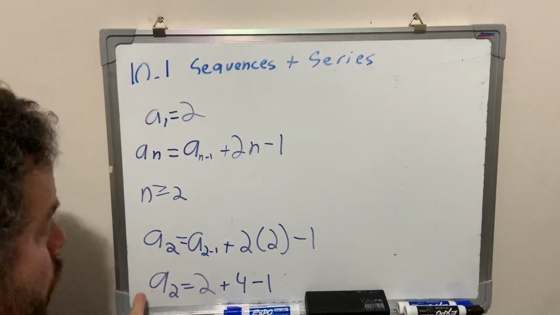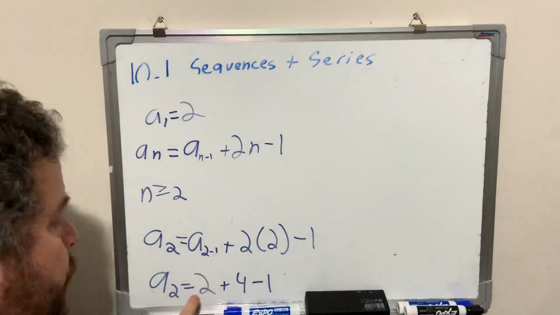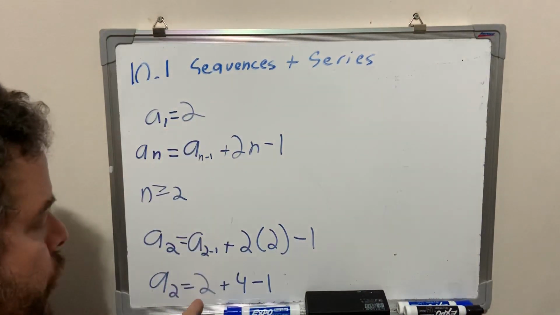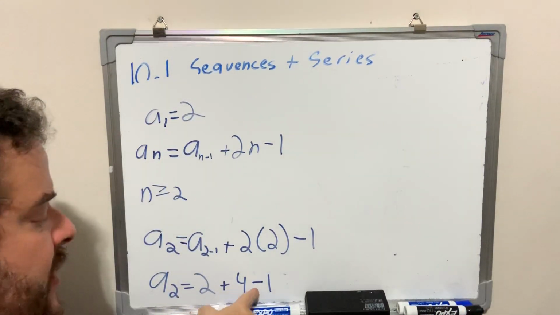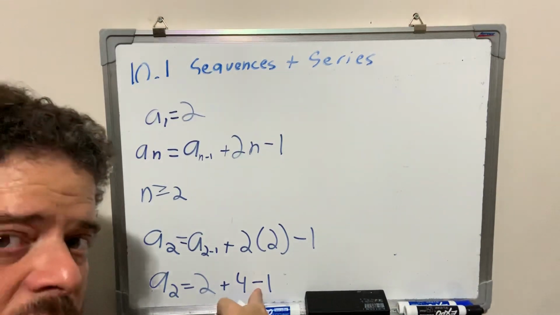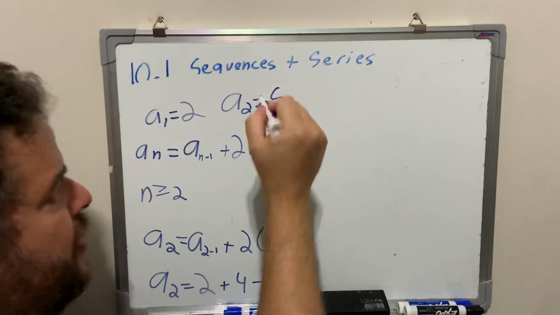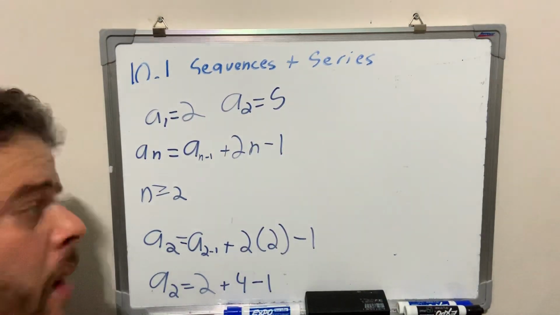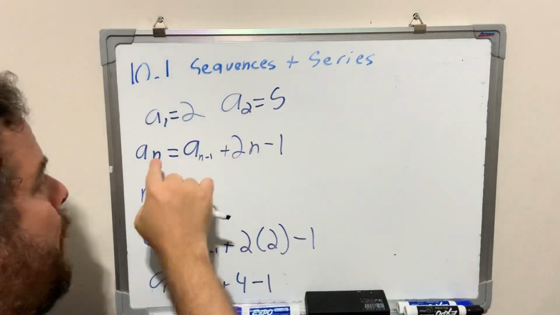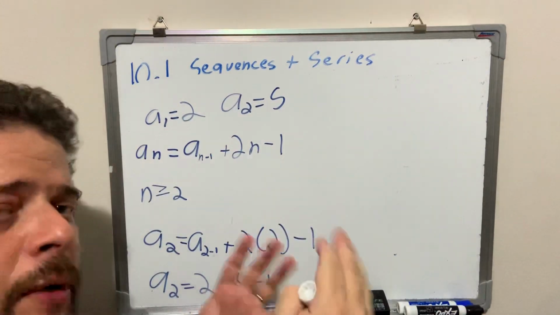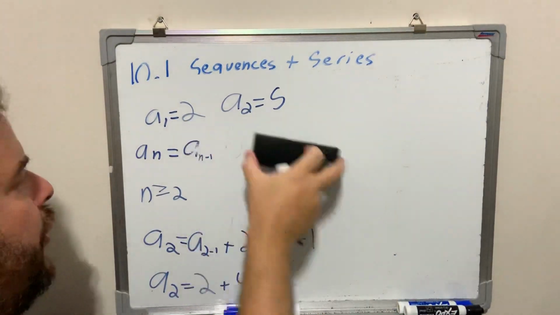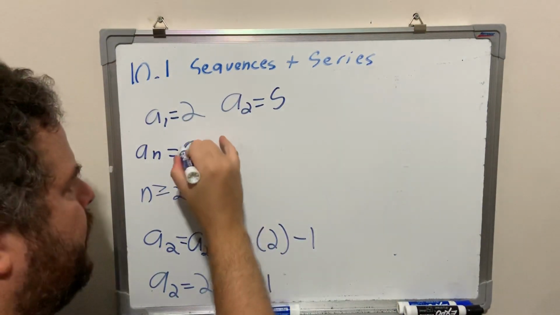So now, in order to find my second term, after I substitute my A1 for 2 here, I added it's 6 minus 1 is 5. So I have my second term, which is 5. What am I going to do now? I'm going to plug in my second term into my recursion to find the third term. Oh, I'm sorry. Let me not erase this.